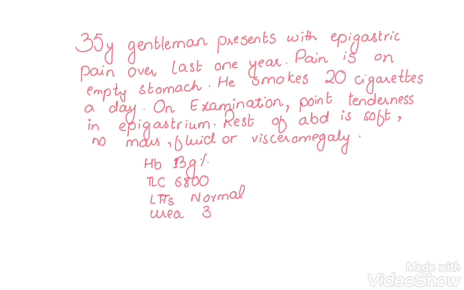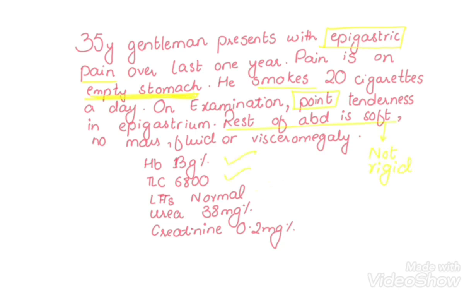Hb is 13, TLC is 6800, LFTs are normal, urea is almost normal, creatinine is normal. So epigastric pain on an empty stomach shows duodenal ulcer. Smoking is a risk factor, and point tenderness and a soft abdomen show that the ulcer has not perforated.